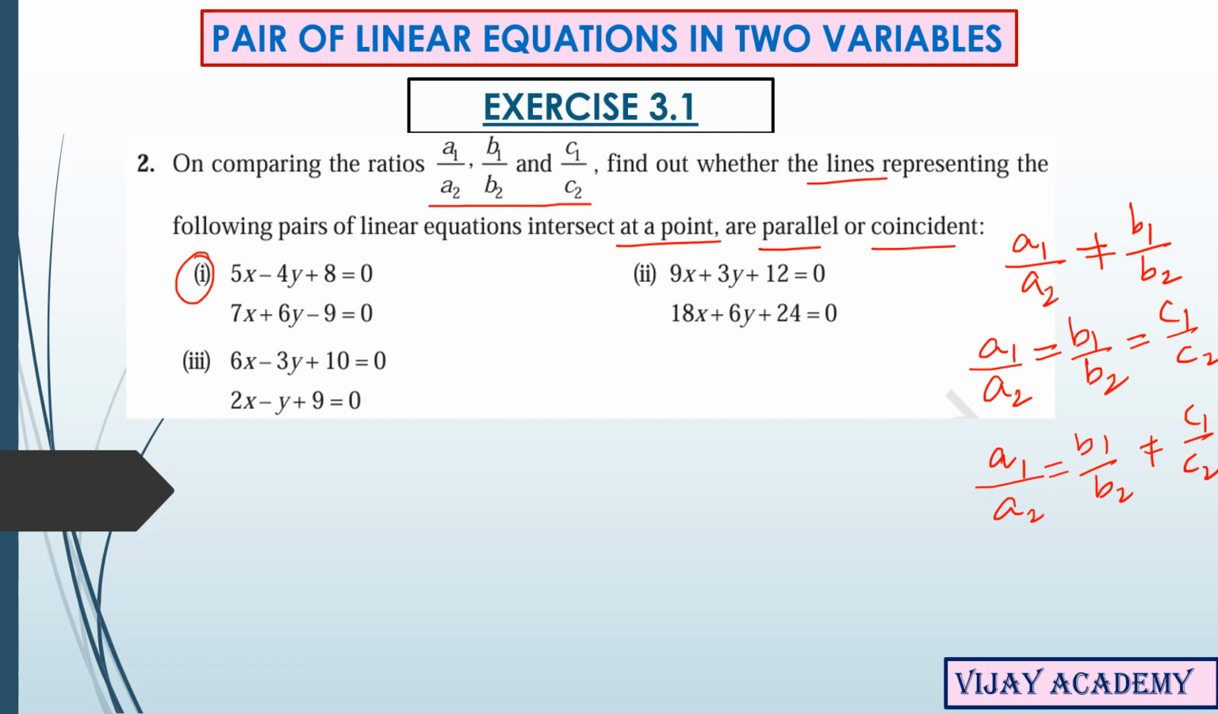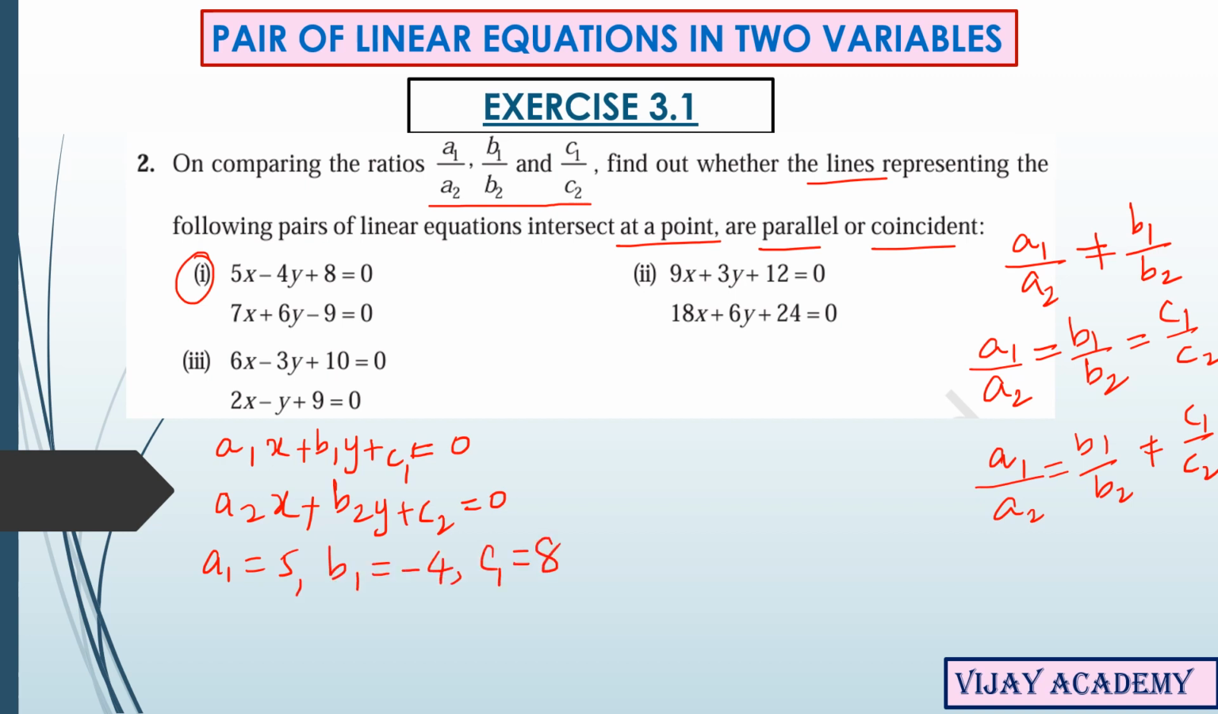So let us compare these equations to the standard form of the pair of linear equations, that is a1x plus b1y plus c1 equals to 0, and then a2x plus b2y plus c2 equals to 0, and note down the values of a1, b1, c1, a2, b2, c2. So a1 is 5 and b1 is -4 and c1 is 8 and a2 is 7, b2 is 6 and c2 is -9.